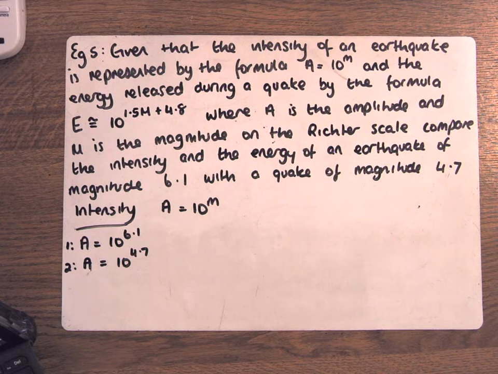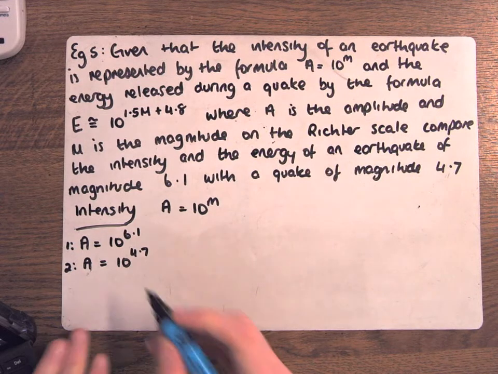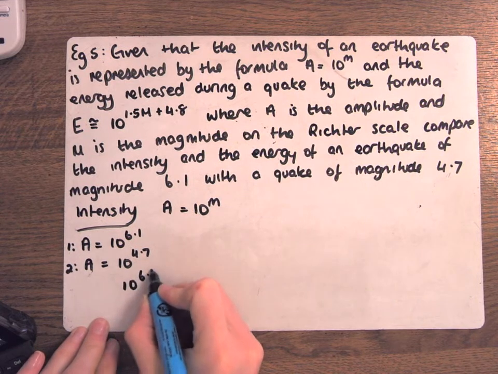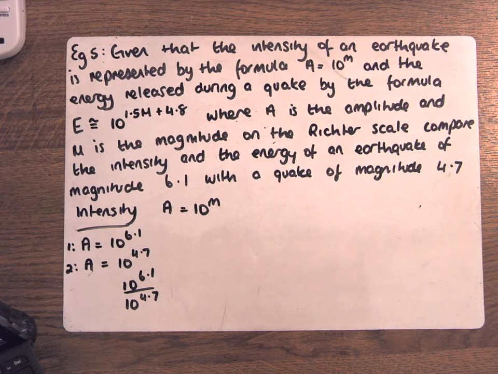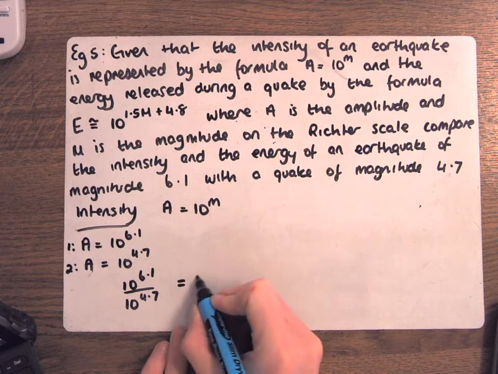Thank you. Okay, and if we're trying to compare them, we're trying to see which would be stronger and how many times stronger. So we're going to divide. Okay, so 10 to the power of 6.1 over 10 to the power of 4.7. And it comes out as 25. Okay, so it's 25 times as intense as the other one. Is that all right? Which one is 25?